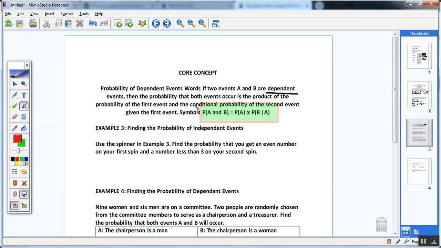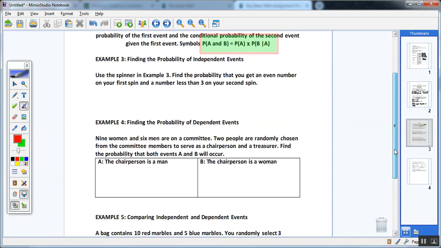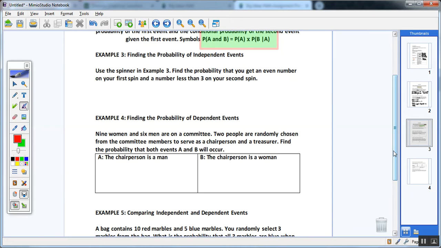What event? This is written as the probability of B given what happened already, A. So let's look at some examples. Example 3, finding a probability of, in this case, independent events.